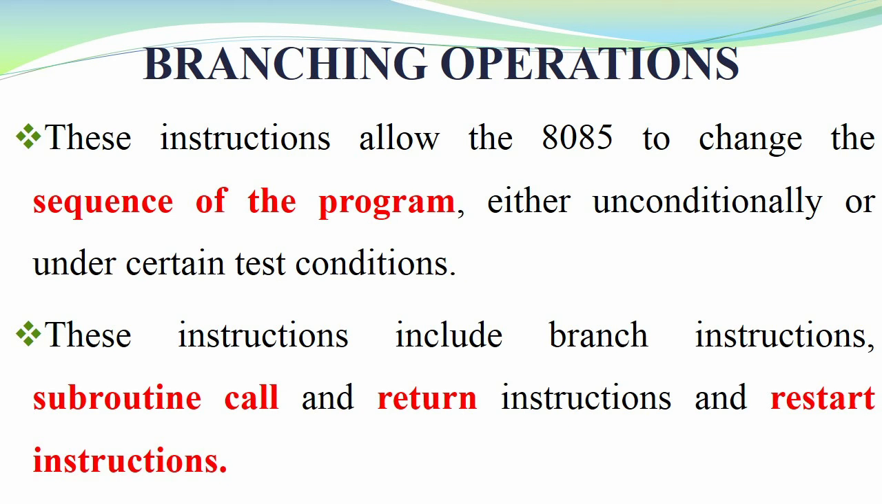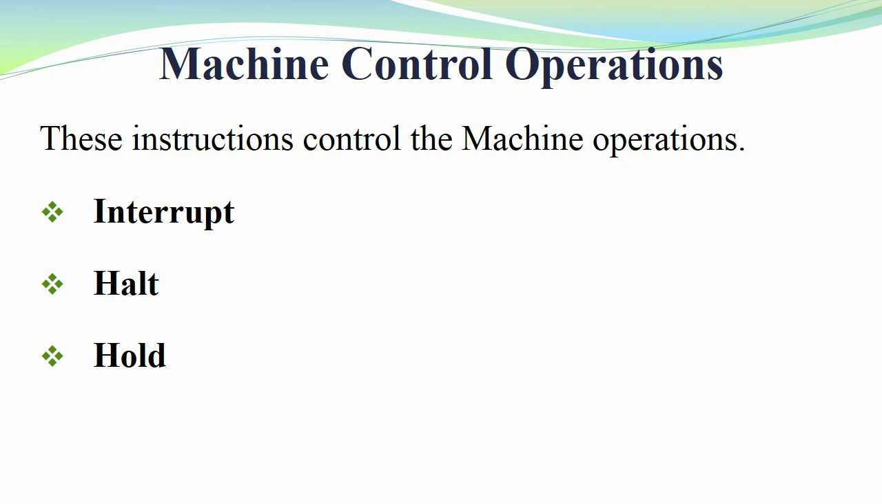The fourth instruction is branching operations. These instructions allow the 8085 microprocessor to change the sequence of the program either unconditionally or under certain test condition. These instructions include branch instructions such as subroutine call and return instruction and restart instructions. The fifth instruction set is machine control operation. These instructions control the machine operation such as interrupt, halt, and hold.